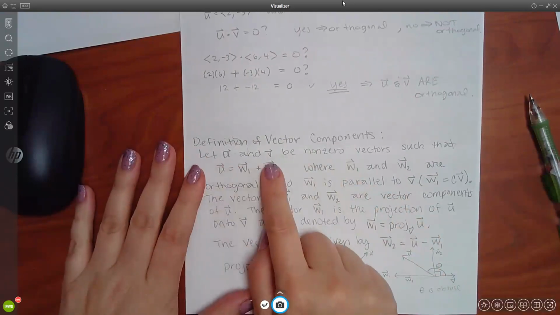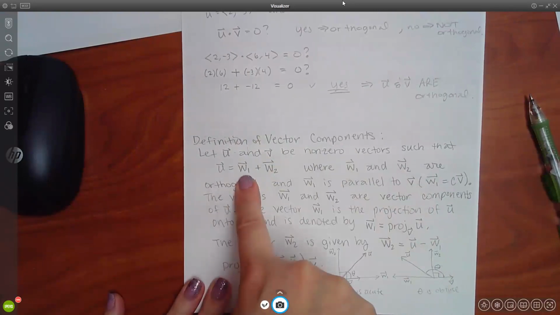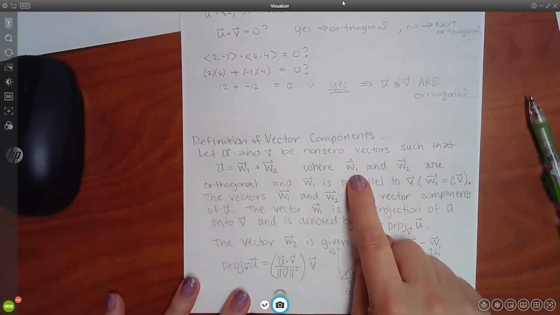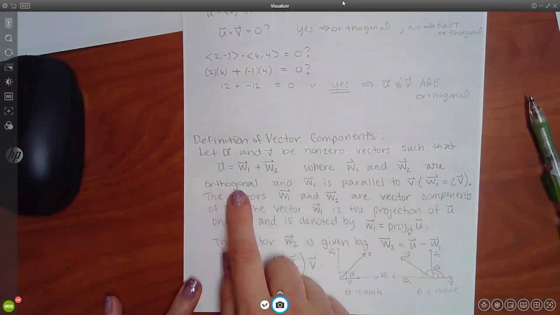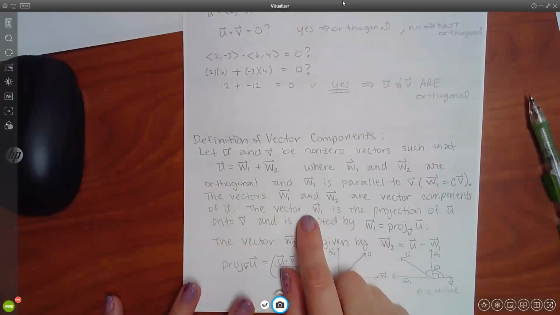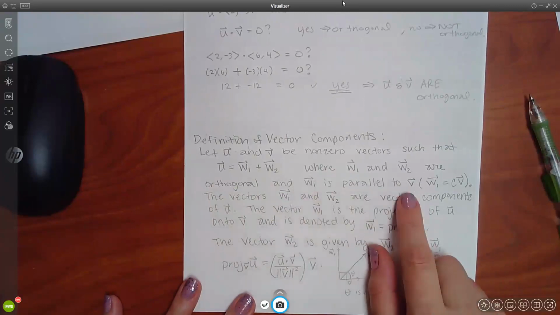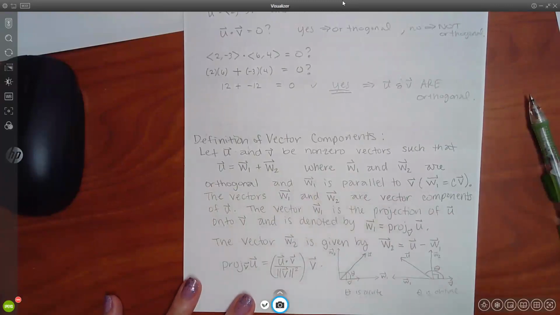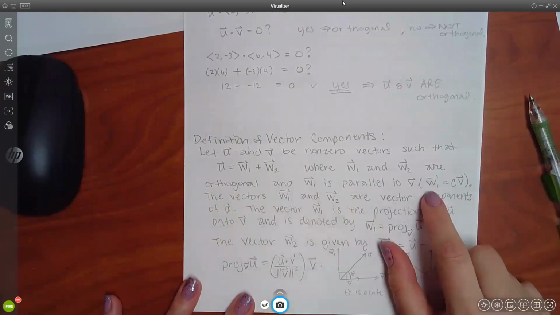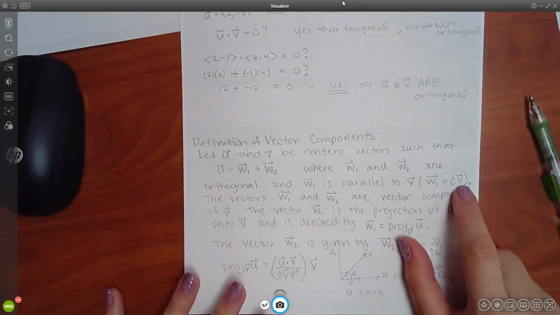Let U be a non-zero vector such that U can be written as some vector plus another vector, where the first vector and the second vector are orthogonal to each other, okay? So essentially you're turning this vector into two vectors, and those two vectors are orthogonal to each other. However, this guy is going to be parallel to the V vector. And if you remember from the beginning of 8.3, in order for something to be parallel, it basically just has to be a constant multiplier of another vector, okay?